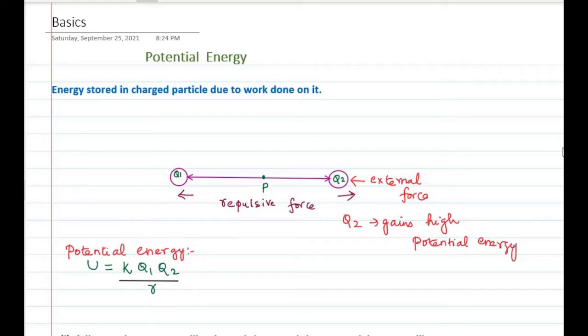When we do work against the field, then that work will be stored as energy in Q2.